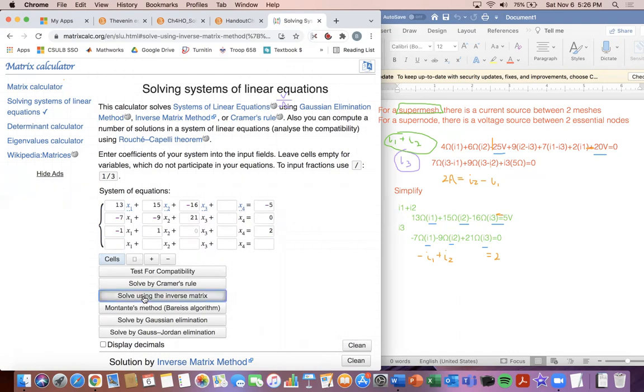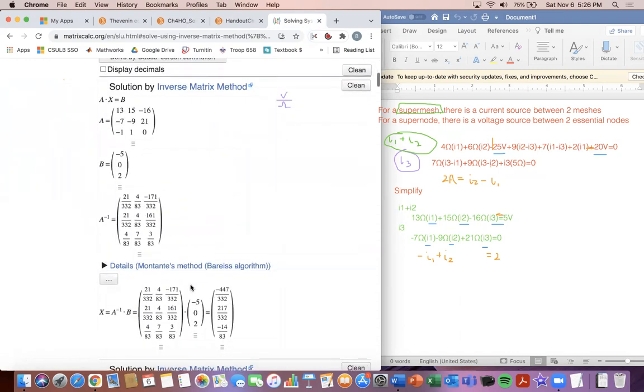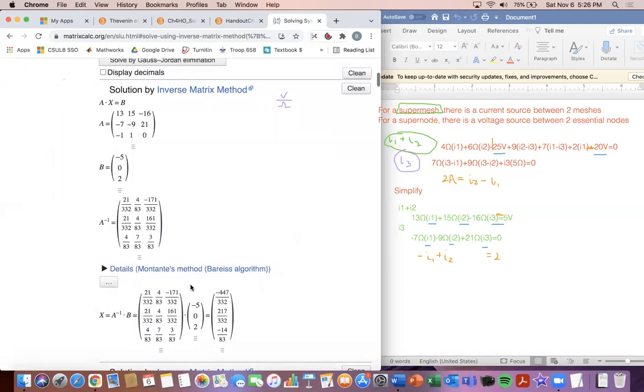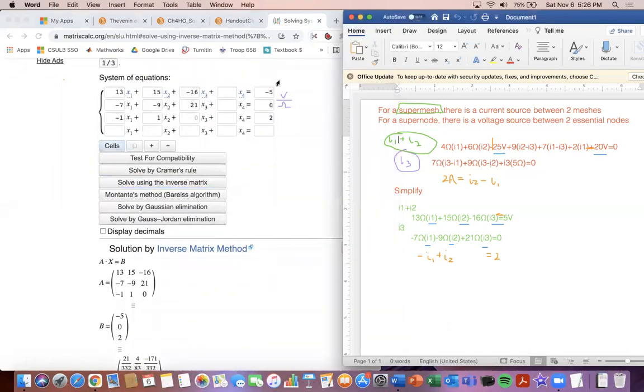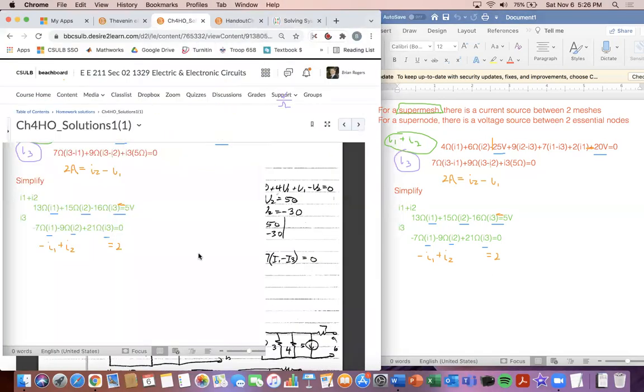And so we're going to solve using the inverse matrix. And let me see. Okay. Oh, wait, sorry. We just need to write the equations. So that's what he wanted here.